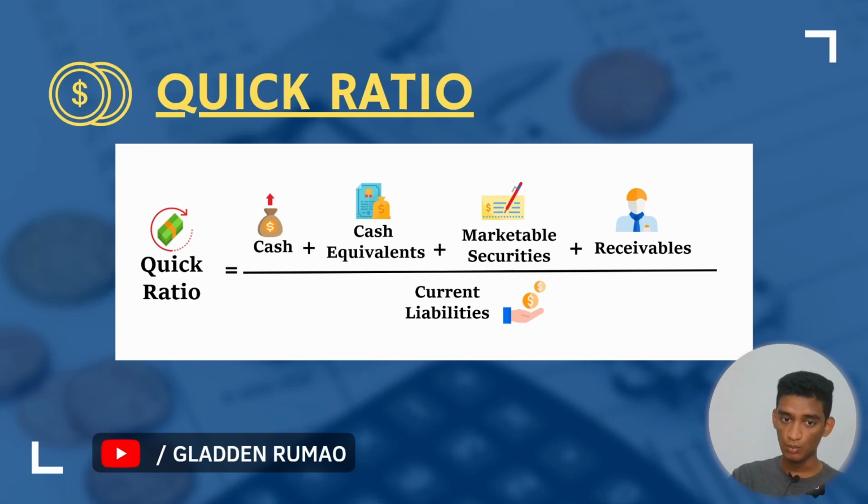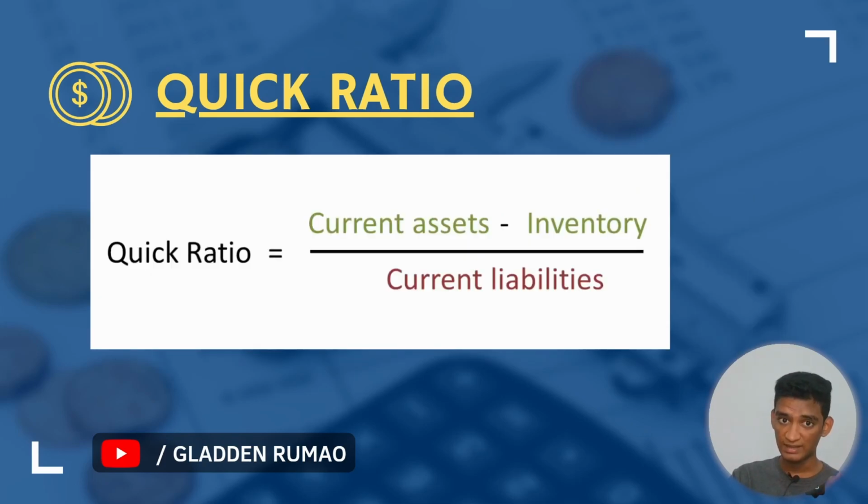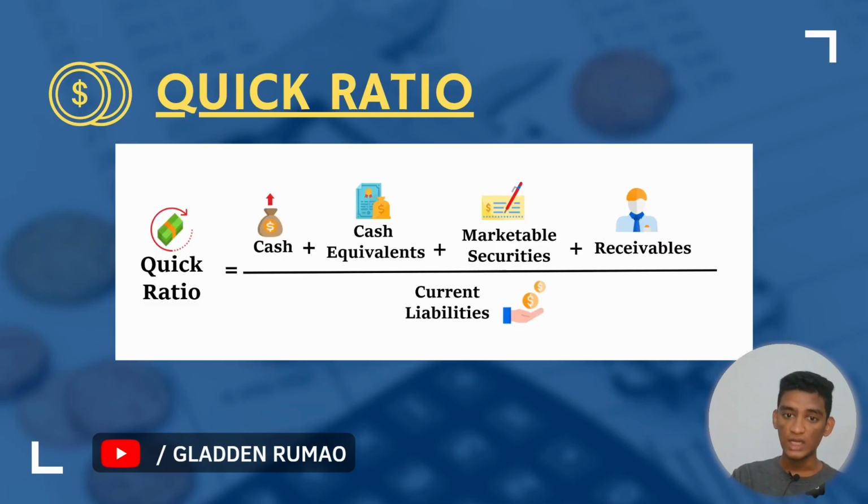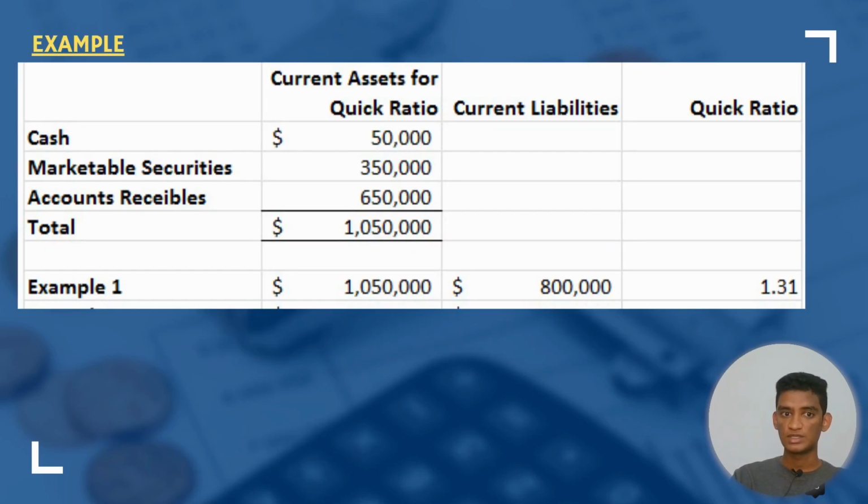Both mean the same. Why? Because all these four components are part of current assets itself, and current assets also include inventory, so whether you subtract the inventory from current assets or write the individual components, it means one and the same. So quick ratio considers all the current assets except inventory, and you divide it by the current liabilities to get the quick ratio. This is a more conservative measure of the company's ability to pay off its current liabilities. In the example of quick ratio, as you can see, the marketable securities turn out to be $3,50,000, accounts receivable is $6,50,000, and cash is 50,000.